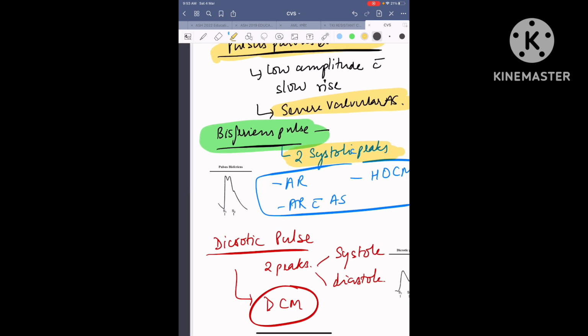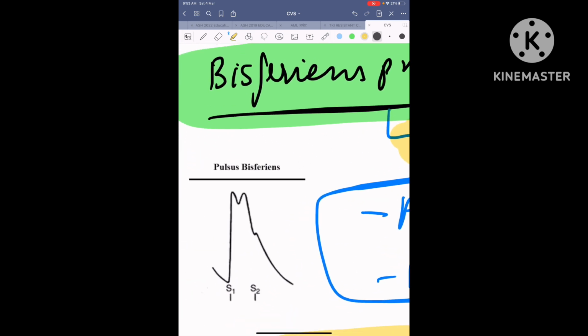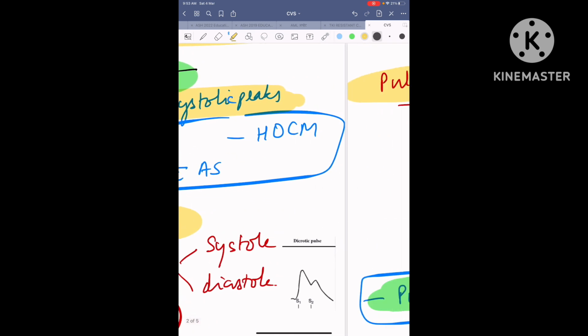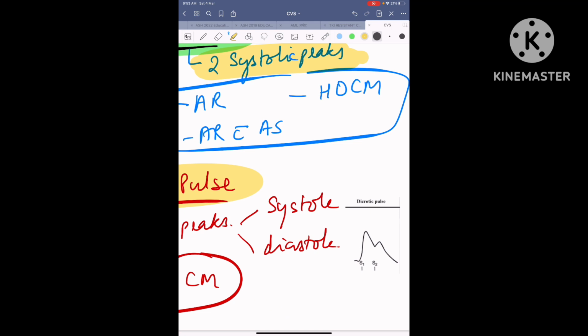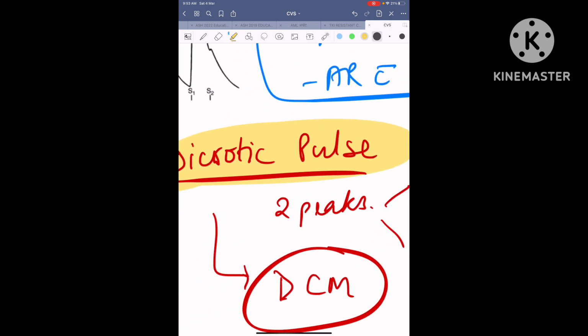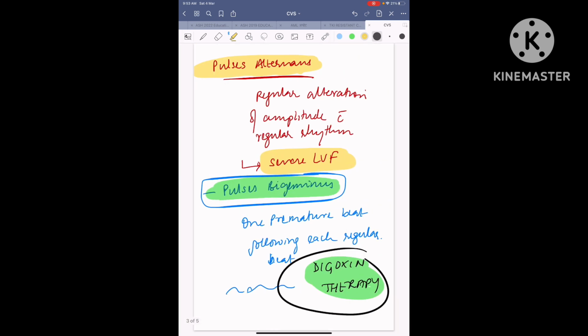Then you have dicrotic pulse. Now in dicrotic pulse, you also have two peaks, but in bisferiens you had two peaks in systole, while in dicrotic pulse you have two peaks, one in systole S1 and the other in diastole S2. So this is known as a dicrotic pulse. And where do you see it? D for dicrotic, D for dilated cardiomyopathy. Remember.